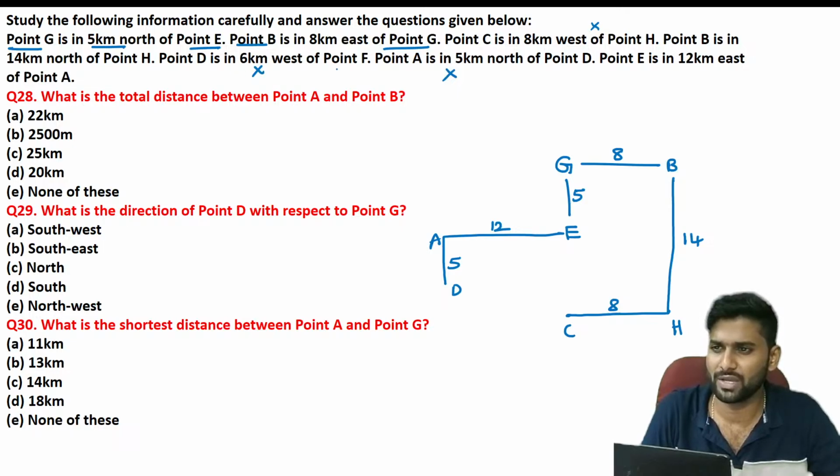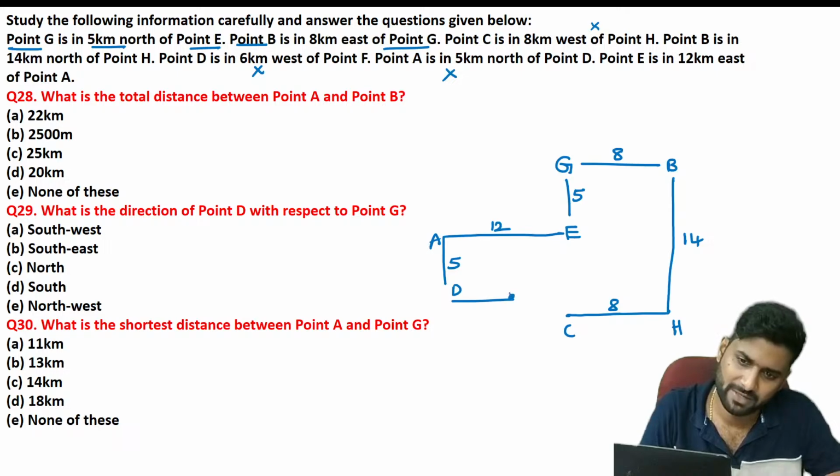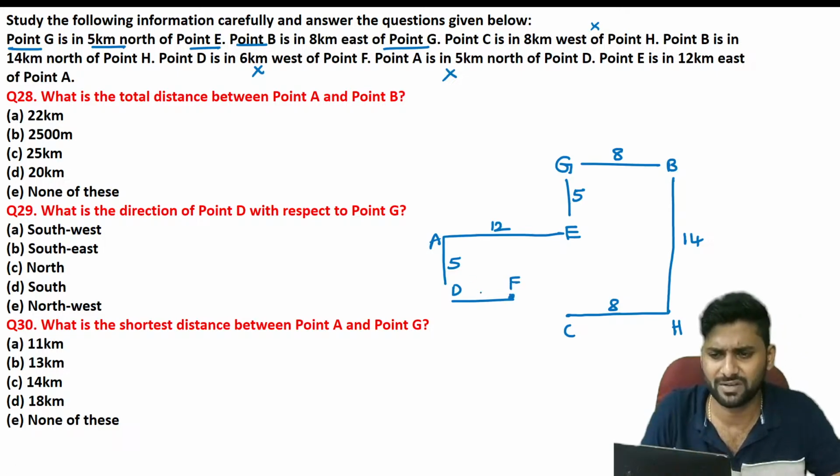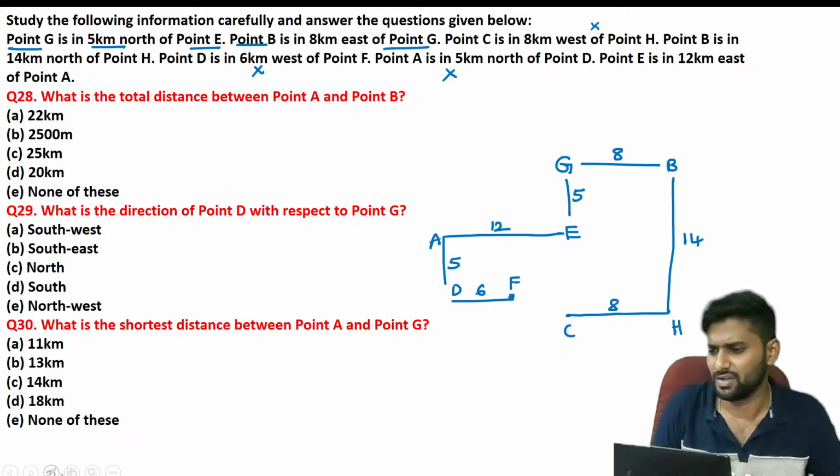Now if you know the D, you can confirm F. D is the west of F by 6. So just take a midpoint. That's it. You are done with the diagram. Once you're done with the diagram, guys, you can answer all these questions.